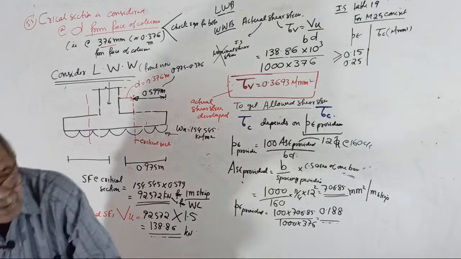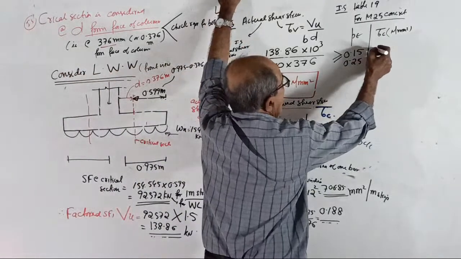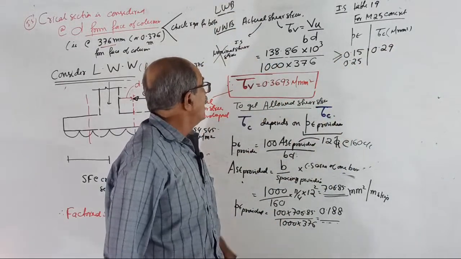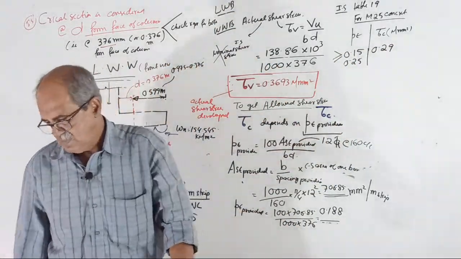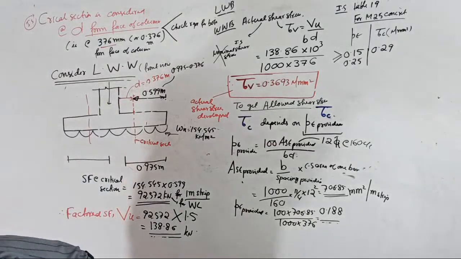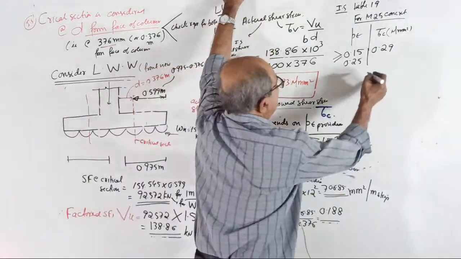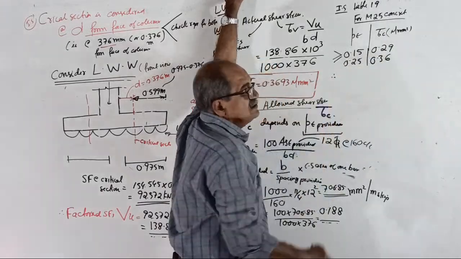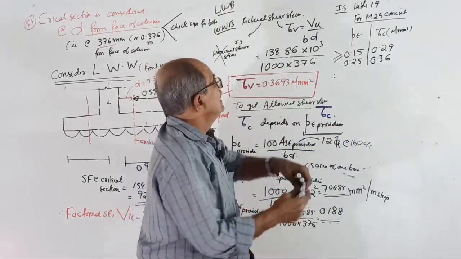0.29. And for 0.25, how much? Quick. 0.15 is 0.29. Don't give wrong values. 0.36. Okay.